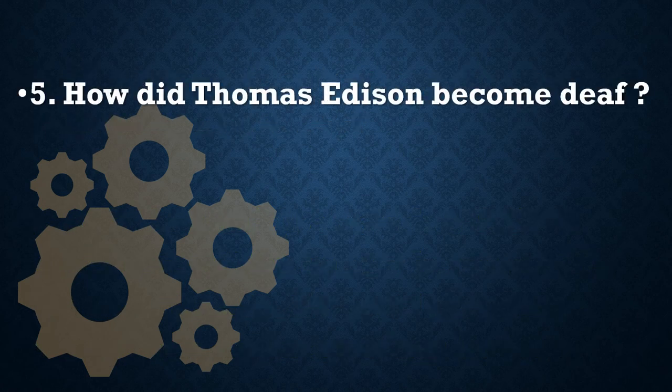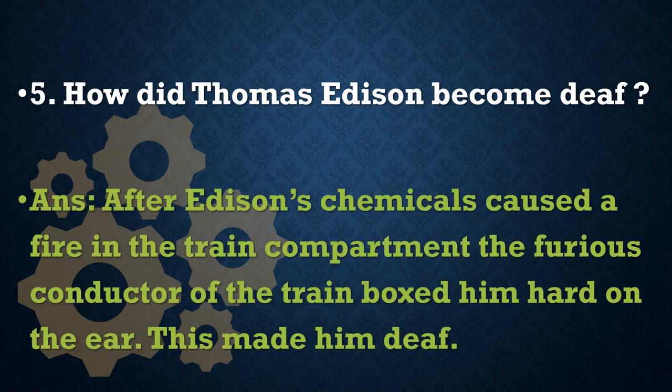Number 5 is, how did Thomas Edison become deaf? And the answer is, after Edison's chemicals caused a fire in the train compartment, the furious conductor of the train boxed him hard on the ear. This made him deaf.